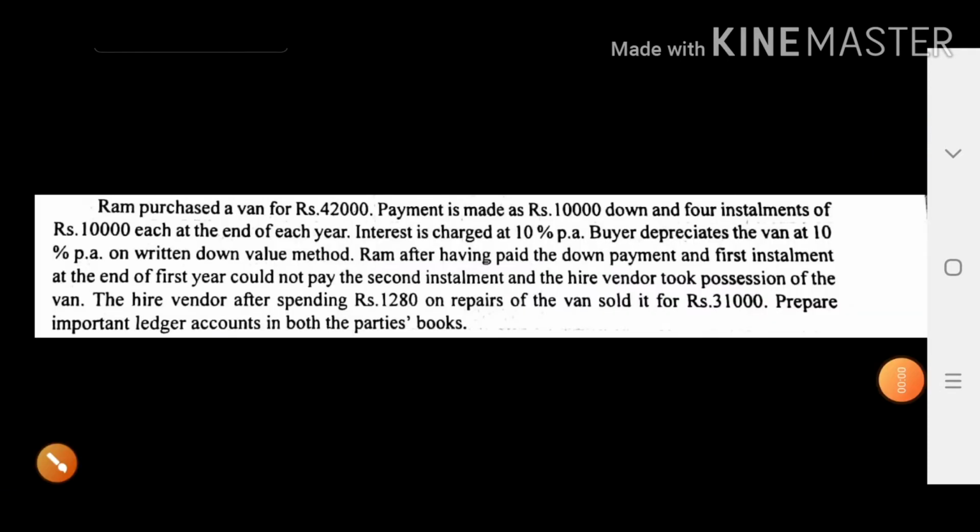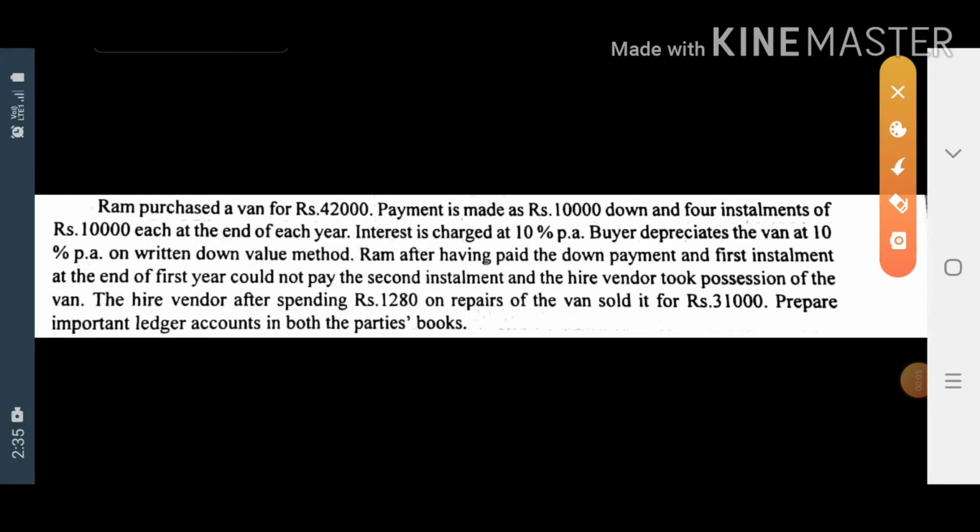Let us see a question on default and repossession. Ram purchased a van for rupees 42,000. Payment is made as rupees 10,000 down and 4 installments of rupees 10,000 each at the end of each year. Interest is charged at 10% per annum. Buyer depreciates the van at 10% on WDV method.